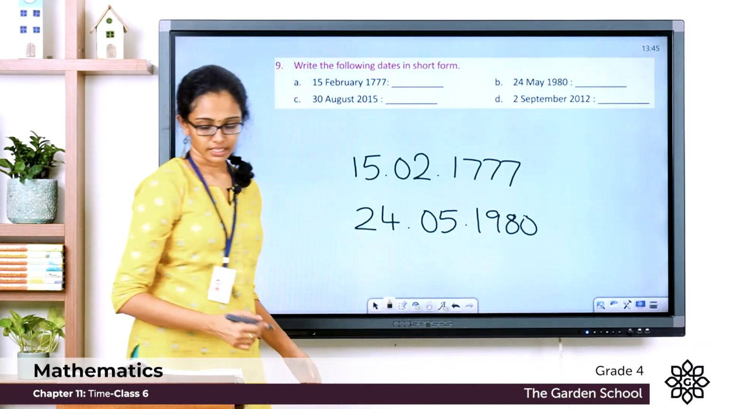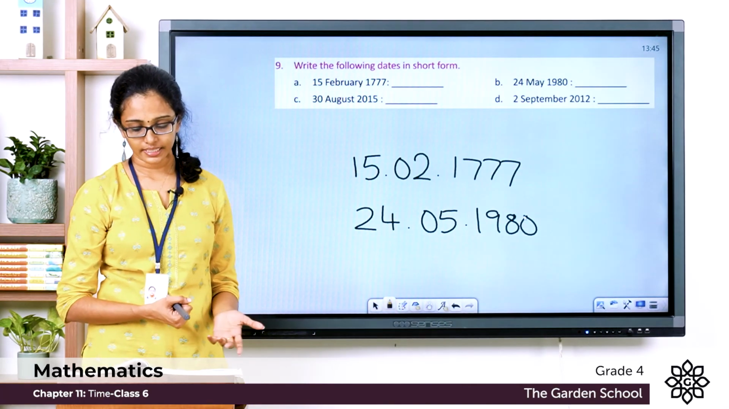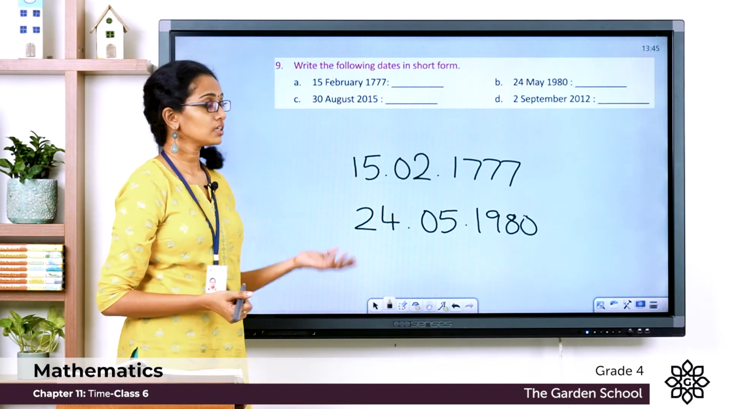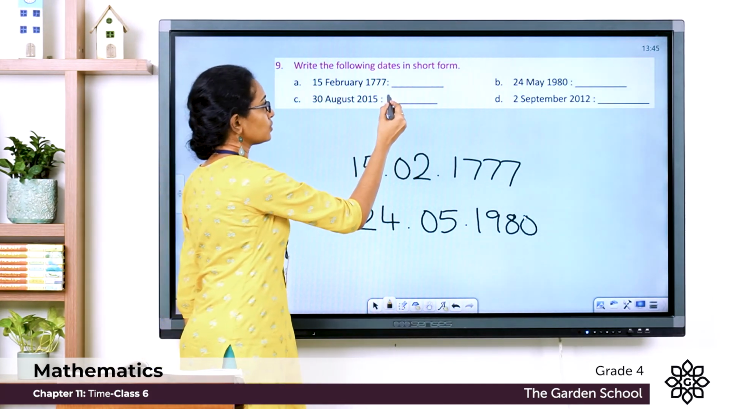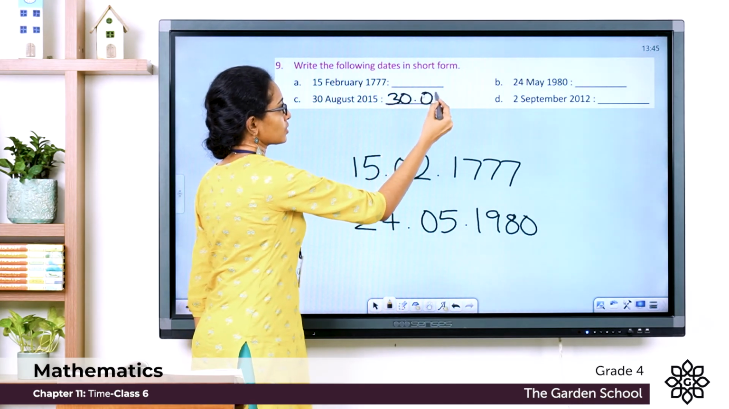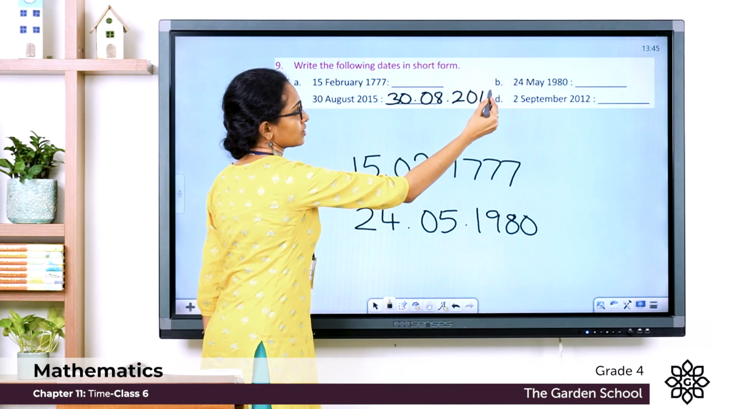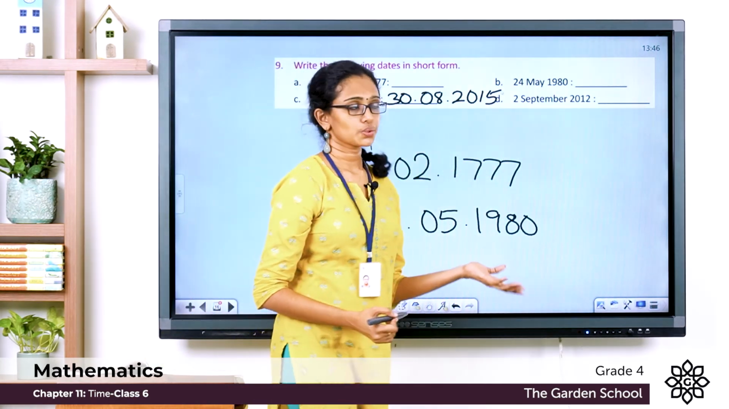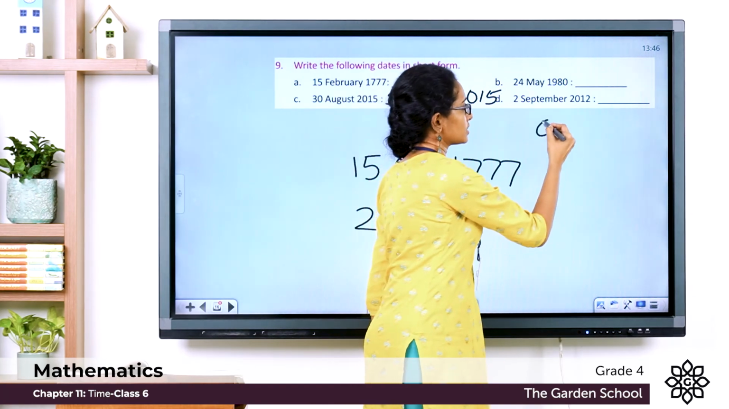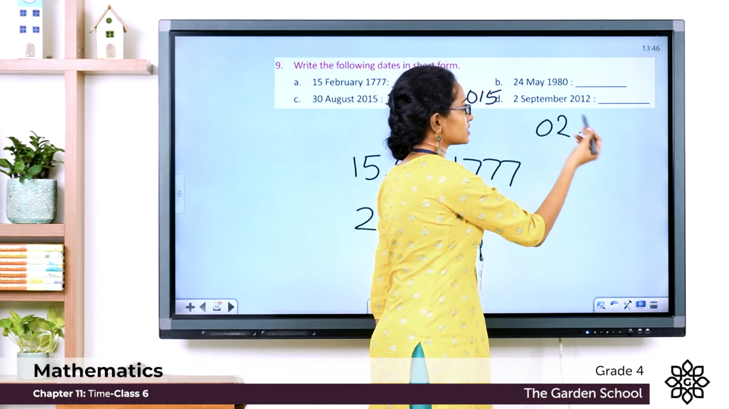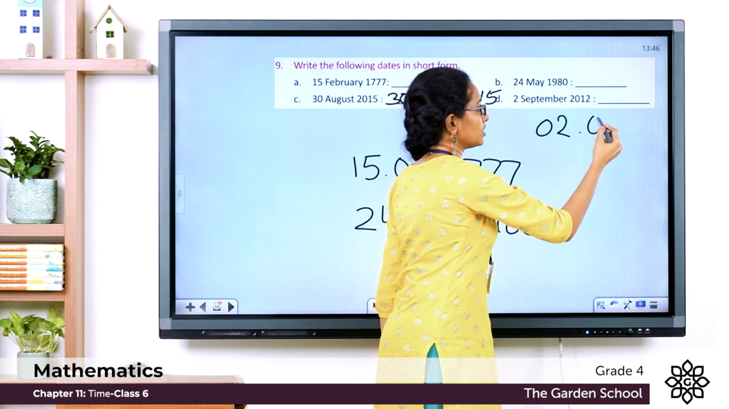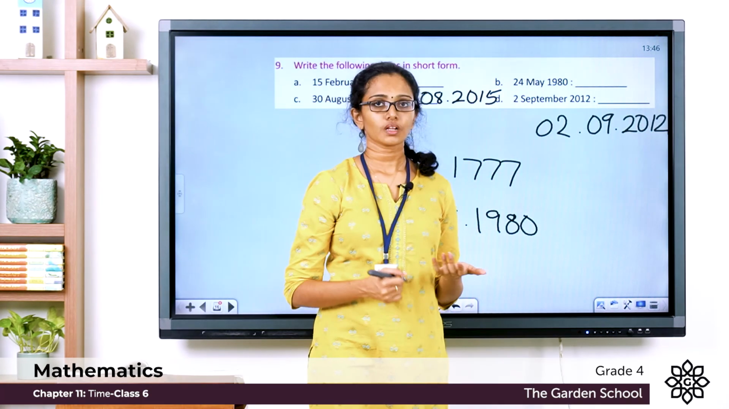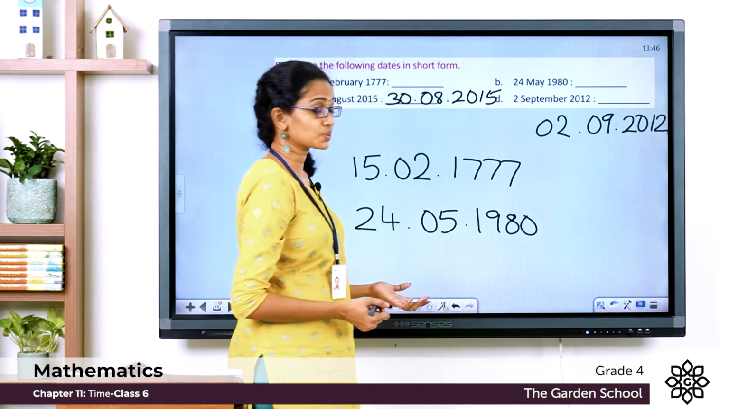So it will be 24.05.1980. Now what is the third question? The third question is 30 August 2015. Now August is the 8th month of the year. So that in short form will be equal to 30.08.2015. Now the last question, 2 September 2012. That can be written as 02, then a dot. September is the 9th month of the year. So 09, then 2012. So I hope you are clear with all these questions we discussed today.